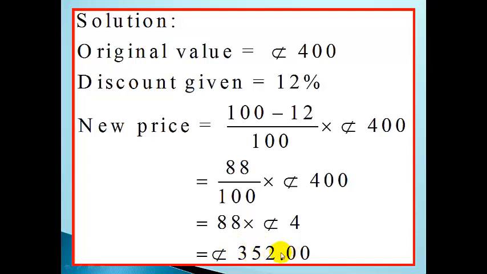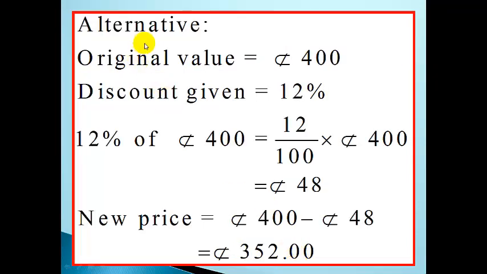Take note that the original price was 400 cedis. But because Mr. Asiedu was given a discount of 12%, it means that the new price after calculation will be equal to 352 cedis. Now let's look at an alternative approach of solving the same problem.